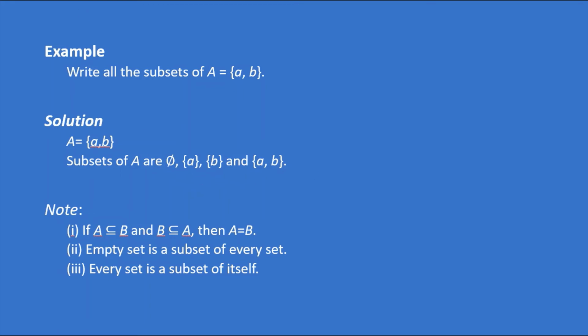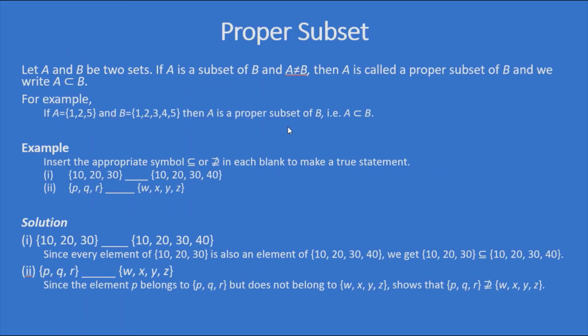Proper subset. Let A and B be two sets. If A is a subset of B and A is not equal to B, then A is called a proper subset of B, and we write A ⊂ B. This symbol is the proper subset symbol. For example, if A = {1, 2, 5} and B = {1, 2, 3, 4, 5}, then A is a proper subset of B.